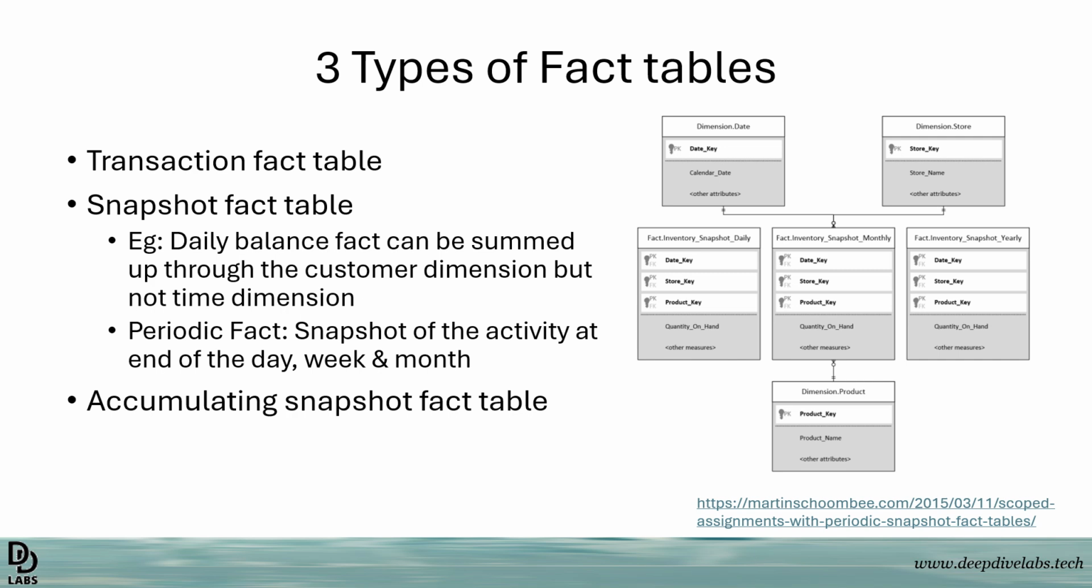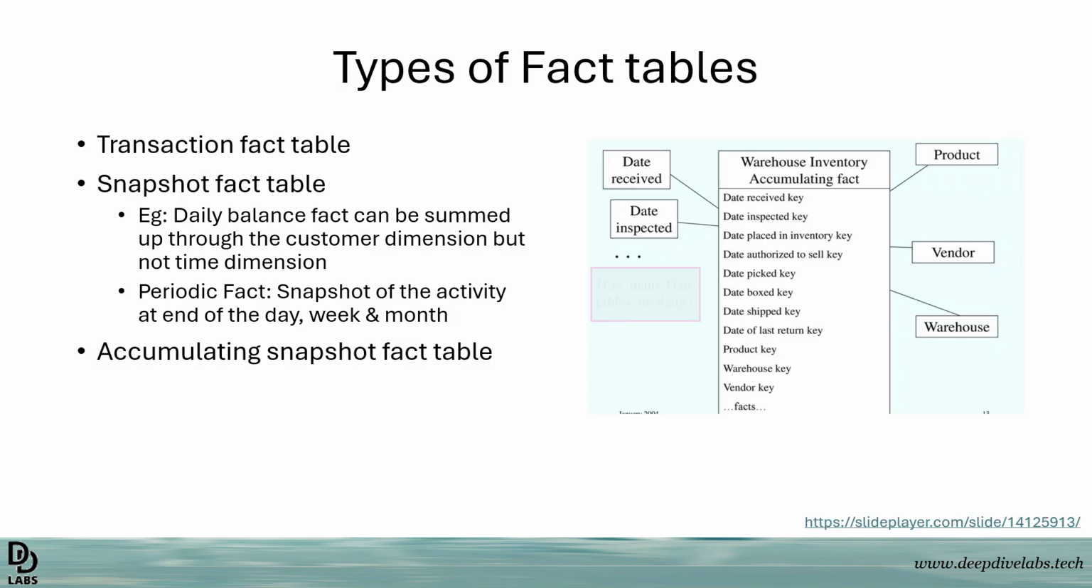So next we look at your accumulating snapshot fact table. Your accumulating snapshot fact table contains the accumulated information, which is the activity of a business process with a well-defined beginning and an end. So here, if you look at the example being given, this corresponds to a warehouse inventory accumulating fact. There are different dates: the day at which the product order is placed, the day at which it is inspected, the day at which it's shipped, it's boxed. So there are different steps to a business process, right?